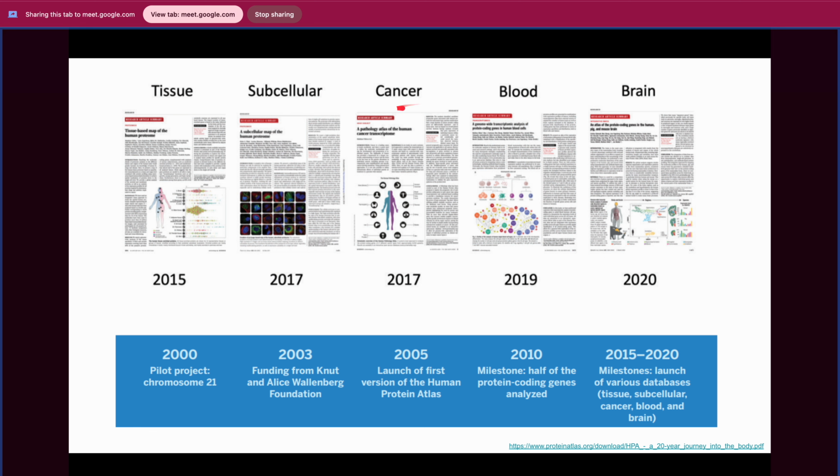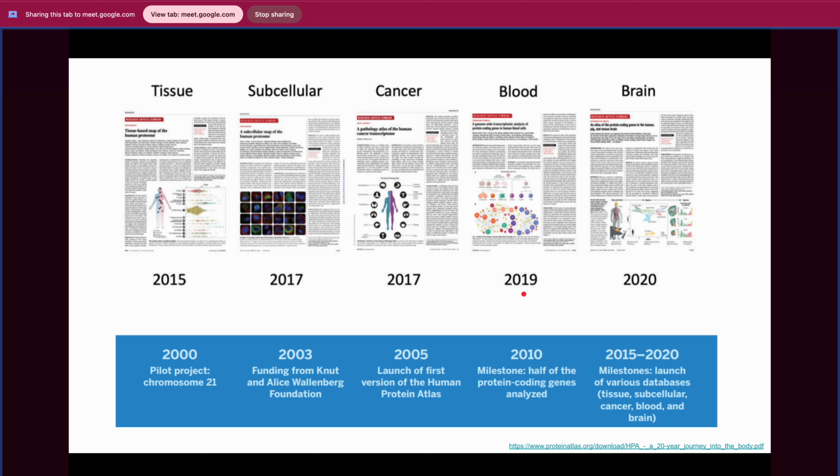So in that way, proteins can also be categorized on the basis of cancer, although there are multiple proteins which are commonly expressed in all types of cancer, but still there are some proteins which are specific to some cancers. So in that way, we can target those proteins. Then comes blood protein atlas. So it came in 2019.